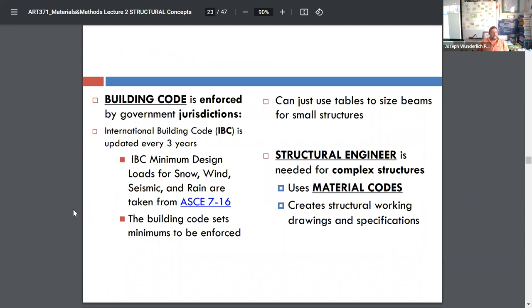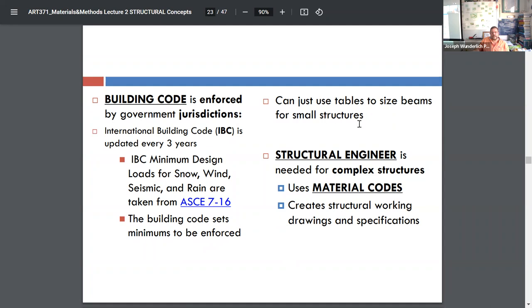Building codes are enforced by governing jurisdictions' oversight. The International Building Code is what everybody uses now, and it is updated every 3 years. It sets minimum design loads for snow and wind, to certain standards. Building codes set minimum requirements to be enforced.